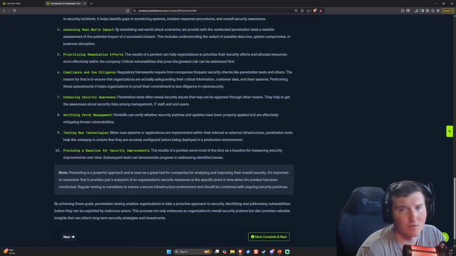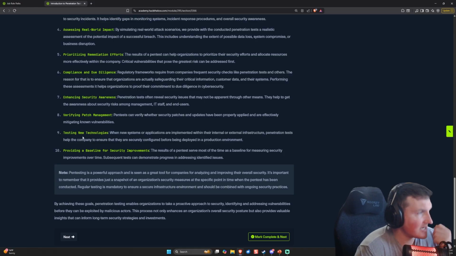Patch management. If you want to verify that your patch management system is doing well, a pen tester can look for vulnerable machines for sure. Testing new technology. If a new system gets implemented and you say, we implemented it the best way we know how, we think it's secure, I can come in and try to test it.